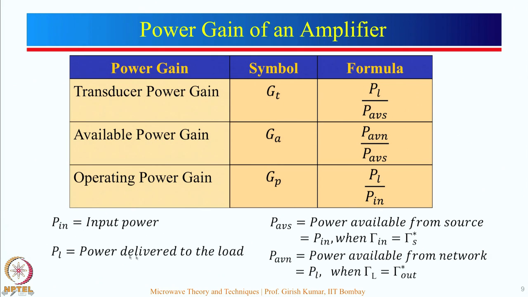Pin. What is PL? Power delivered to the load. What is Pin? That is input power. So, from here let us go to this expression here, which is transducer power gain. Transducer power gain, if you see, the difference is only that Pin is equal to P available from source. So, what will be the maximum value of the power available from the source when P input will be maximum? So, P input will be maximum when gamma in is equal to gamma S conjugate. So, what we have here is that the input impedance of the device should be the complex conjugate of the source reflection coefficient.